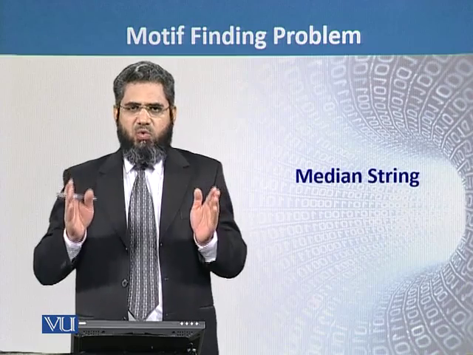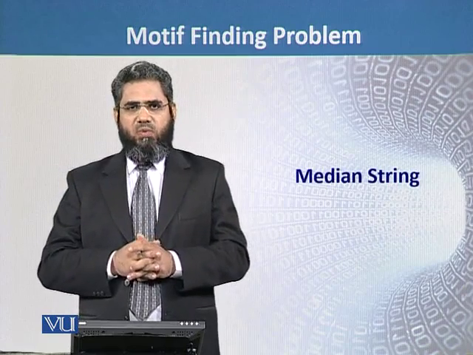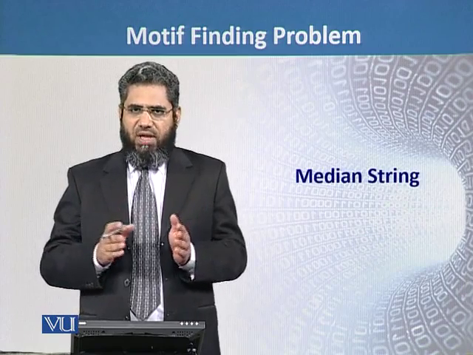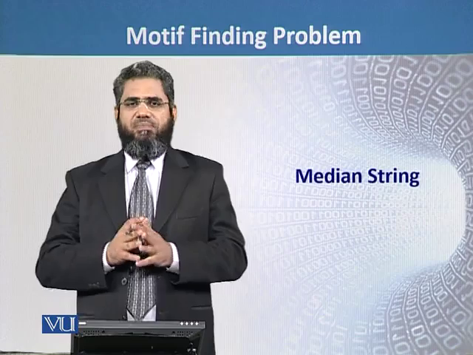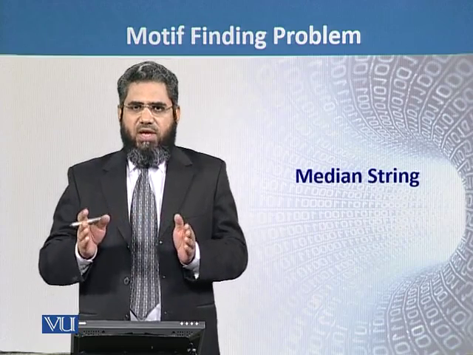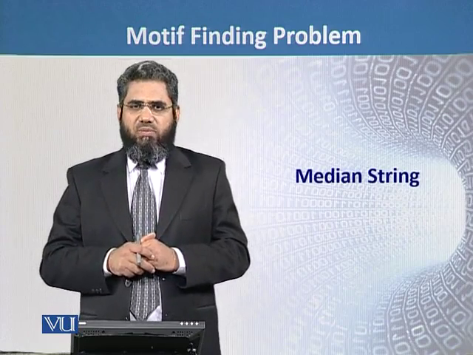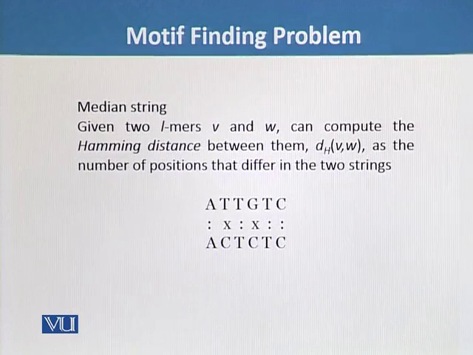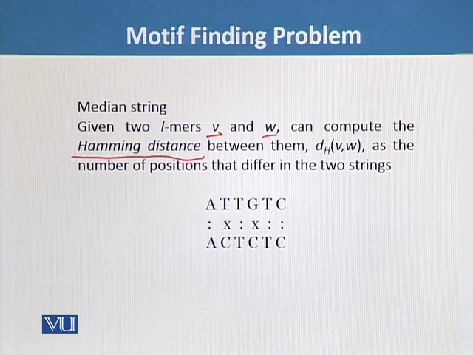If two elements are different within the two equal-length strings, then the Hamming distance will be 2. If the differences are within three elements, then the Hamming distance will be 3, and so on. I have already said that we have to calculate the Hamming distance between the two l-mers V and W. For example, this is the V l-mer and this is the W l-mer.